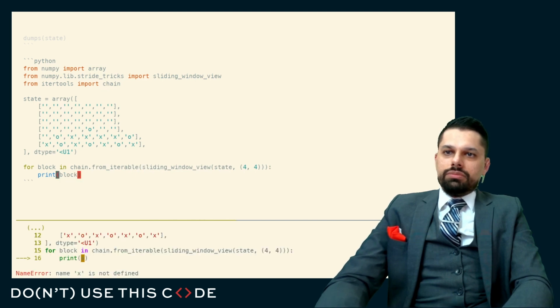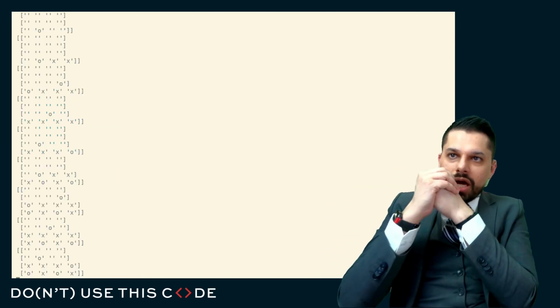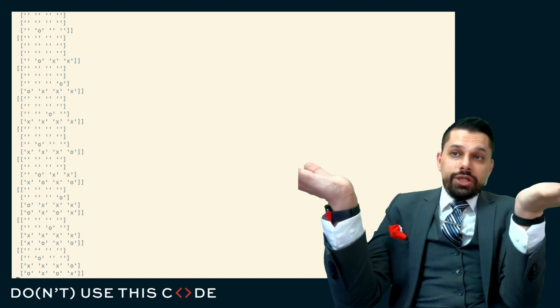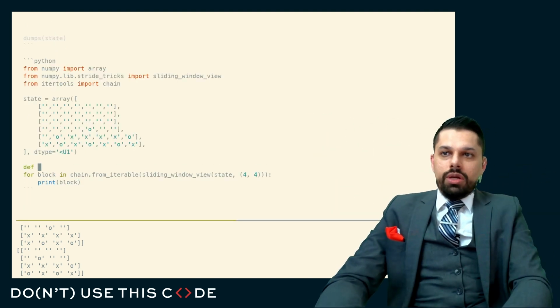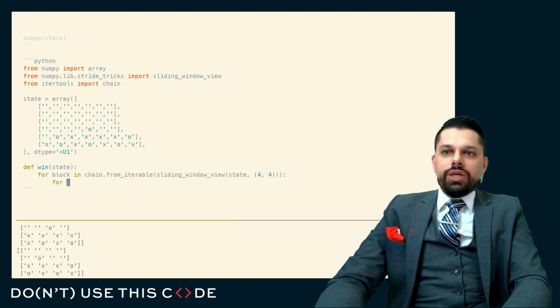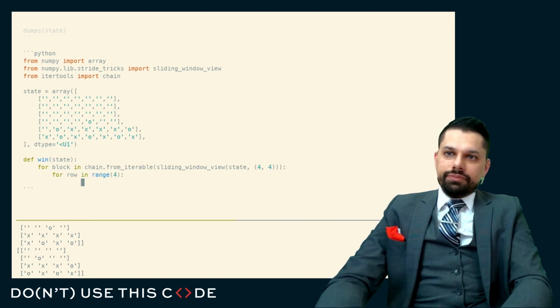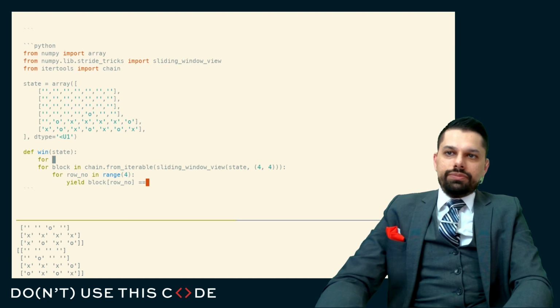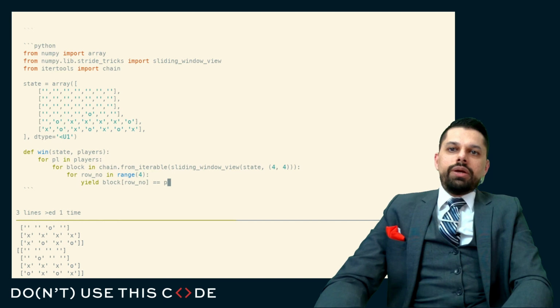There we go. So here we have each individual block of size 4 by 4, and then clearly the criteria that we're looking for is largely very similar to what we did previously. We're going to take the state, and then we'll say, for each row in range 4, we'll yield the block for that row number, where the block is equal to the player.